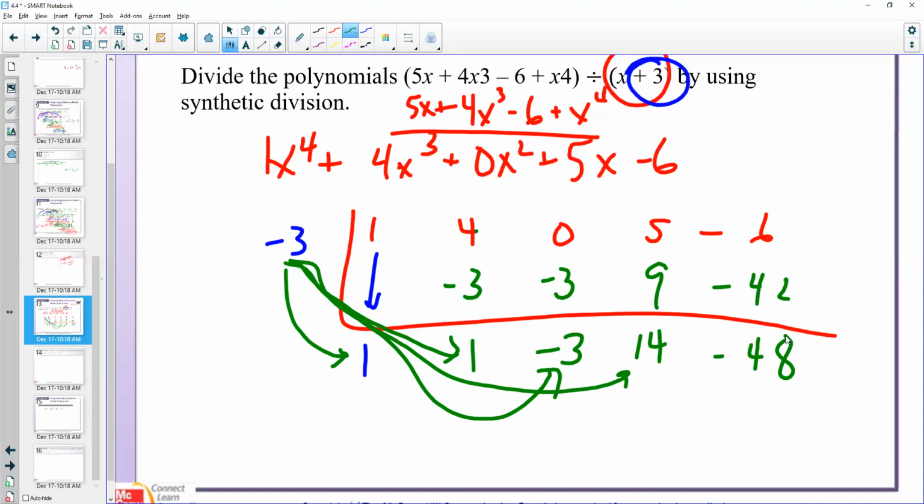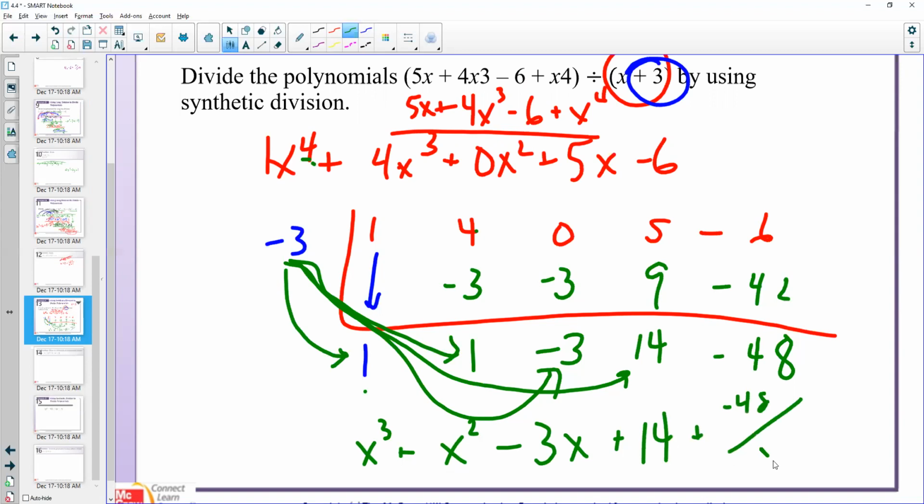Now, what does all that mean? This is my answer. So my answer starts with this number, and that's the coefficient, and it's 1 degree less than my original. So my original was x to the 4th. This is going to be x to the 3rd. So x to the 3rd plus x squared minus 3x plus 14 plus negative 48 over x plus 3. Okay? It's a little strange, isn't it? This is how it goes.